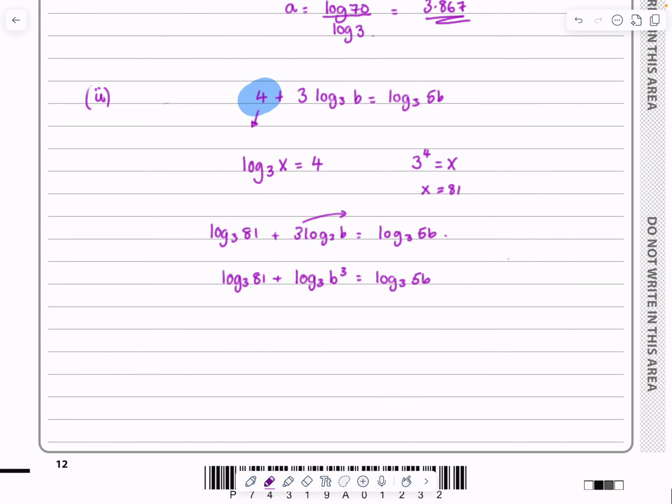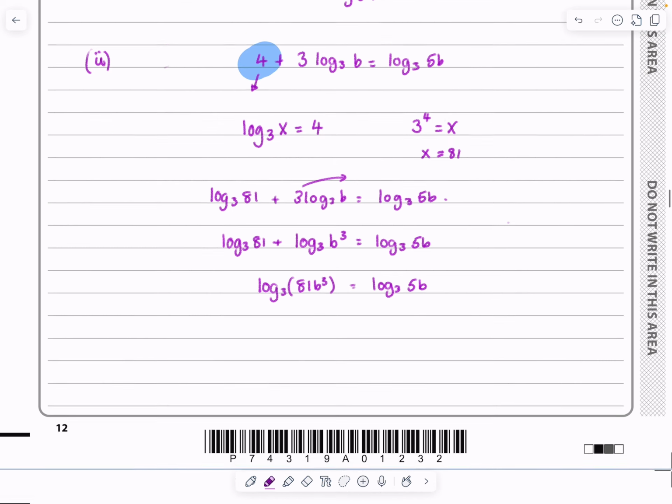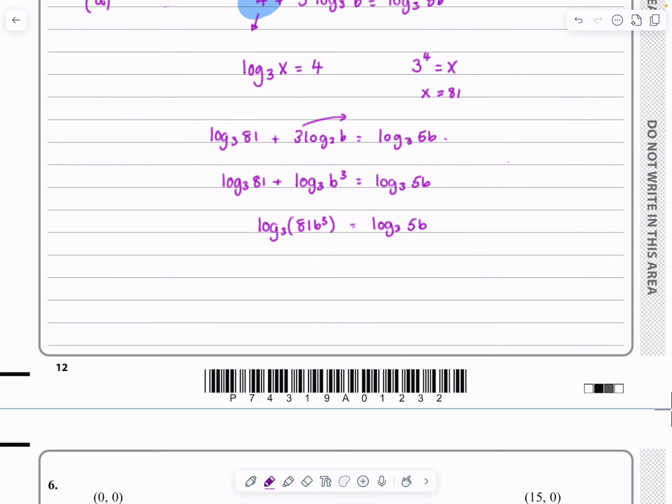And then on the left-hand side, if I've got log a plus log b, we know that our log rules say that that's log of a times b. So if I use that idea, then I can have log 3 of 81b cubed, put all those two together, is equal to log 3 of 5b. And I was trying to get to this situation where I've got log of something equals log of something. Well, these two are the same as each other then. These two must be the same thing. So 81b cubed must equal 5b, and then we can solve our answer from that.